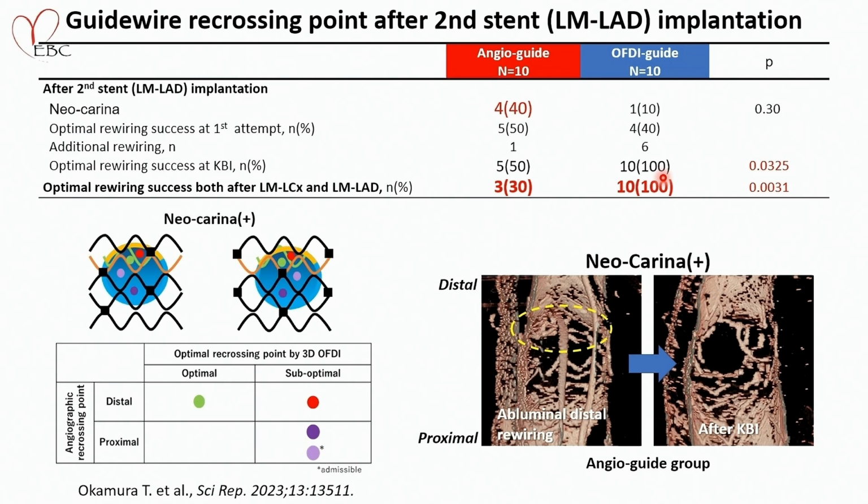In summary, successful distal rewiring both after the first and second stent implantation occurred in 30% in the angio group and 100% in the OFDI group. The classification of optimal rewiring positions after the second stent implantation is illustrated in this figure.